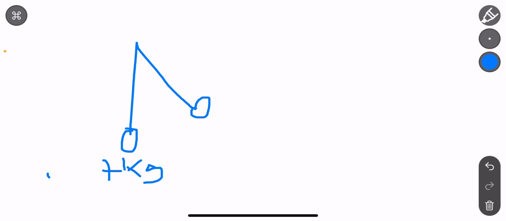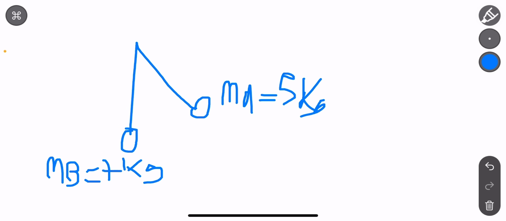First off, drawing up the figure, and then I'll explain what we're going to do. So we have mass B, which is going to be 7 kilograms, and mass A, which is 5 kilograms. And we know that it's 10 centimeters from the floor, and they're going to collide. Mass A and mass B are going to collide.